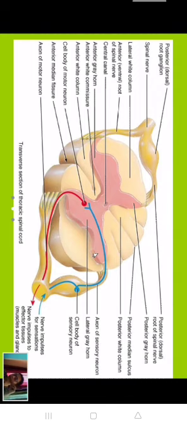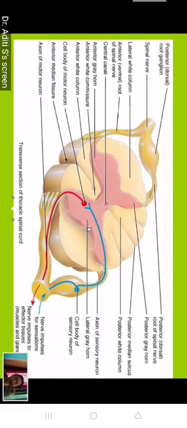In the posterior gray horn, all the sensory neurons, the nerve cell bodies, the soma of the sensory neurons, are present. In the anterior gray horn, the cell bodies of motor neurons are present.